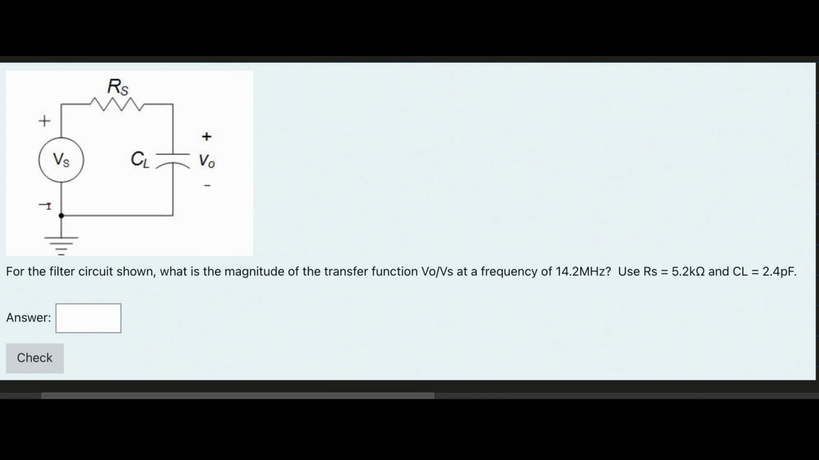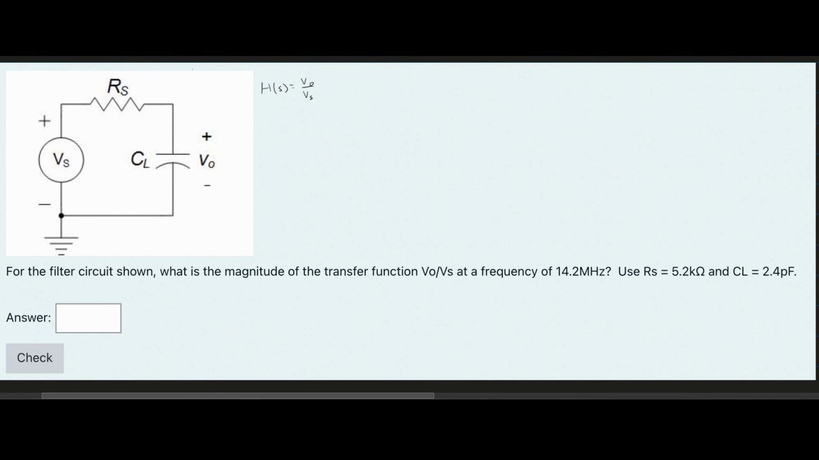For the filter circuit shown, we're asked what is the magnitude of the transfer function V0 over Vs at a frequency of 14.2 megahertz. We're going to use the RS and the CL given here. When we look at this, we know that V0 over Vs is just our H of S. So this is the transfer function, right? H of S is equal to V0 over Vs, or Vi, whatever our input voltage is.